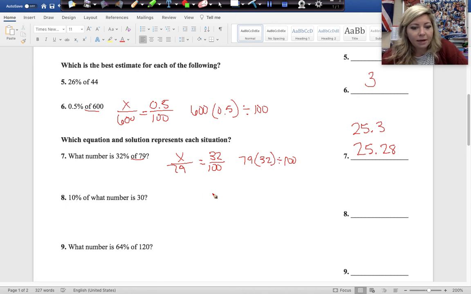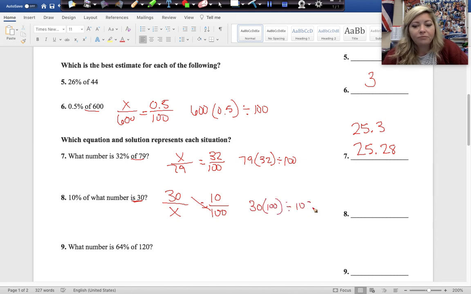The next one says 10% of what number is 30. This one's a little bit different than what we've been doing, just as far as the numbers that they've given us. We do have our percent, so that goes over 100. This says of what number, which means we don't know the of, and it says is 30, which means 30 goes on top where the is goes. So we are looking for our of. We cross multiply, so we are going to multiply 30 times 100 and then divide that by 10. So 30 times 100 is 3,000, divided by 10 is 300.